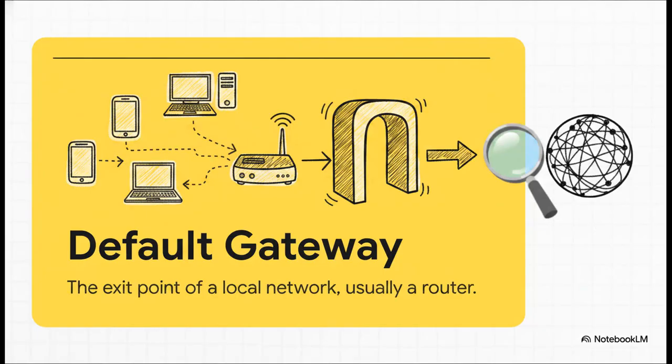Whenever your device creates a packet, it usually wants to send it out to the wider internet. But your phone or your laptop doesn't have the entire map of the global internet memorized. So it relies heavily on something called a default gateway. The default gateway is simply the specific exit point of your local network. In your house, this is your Wi-Fi router. Your device essentially just hands the packet to the default gateway and says, look, I have no idea how to get this to its final destination, but I know you are my way out.